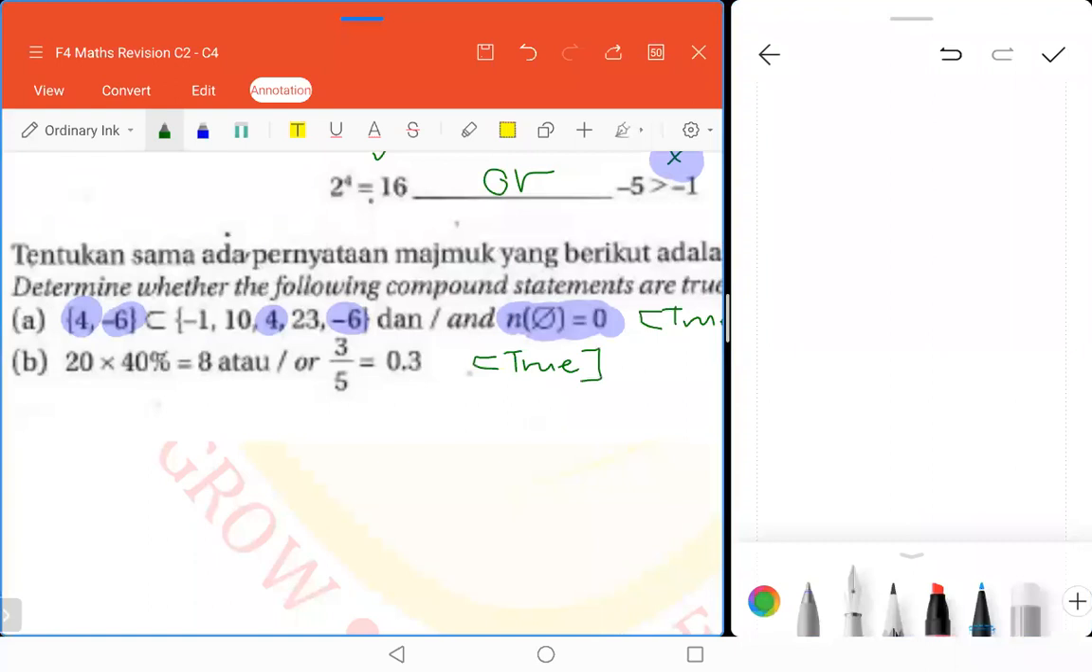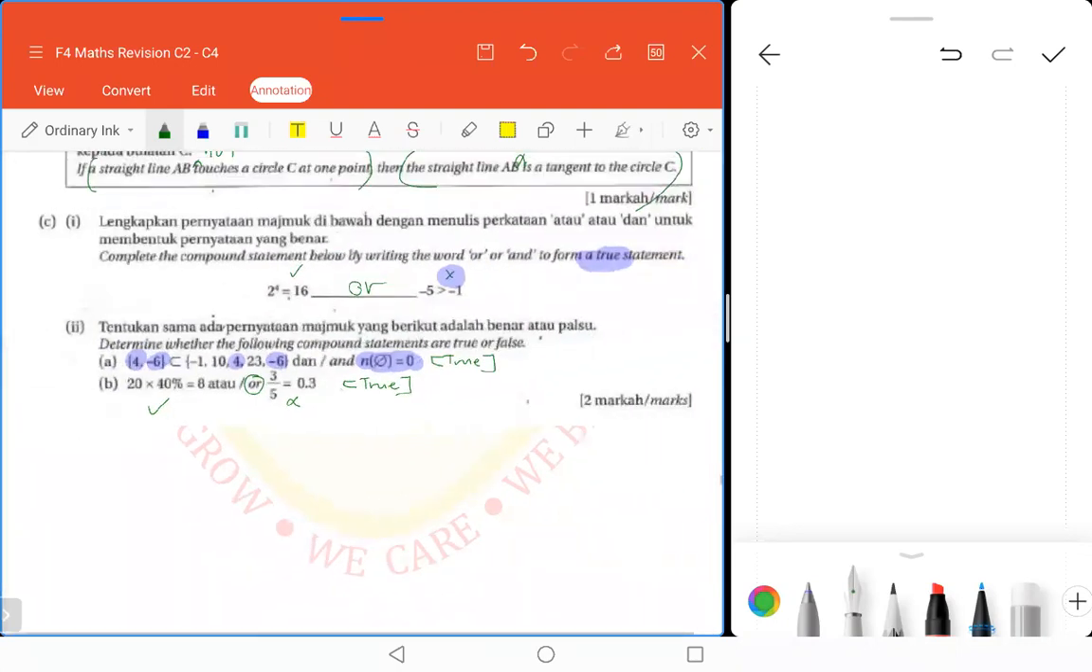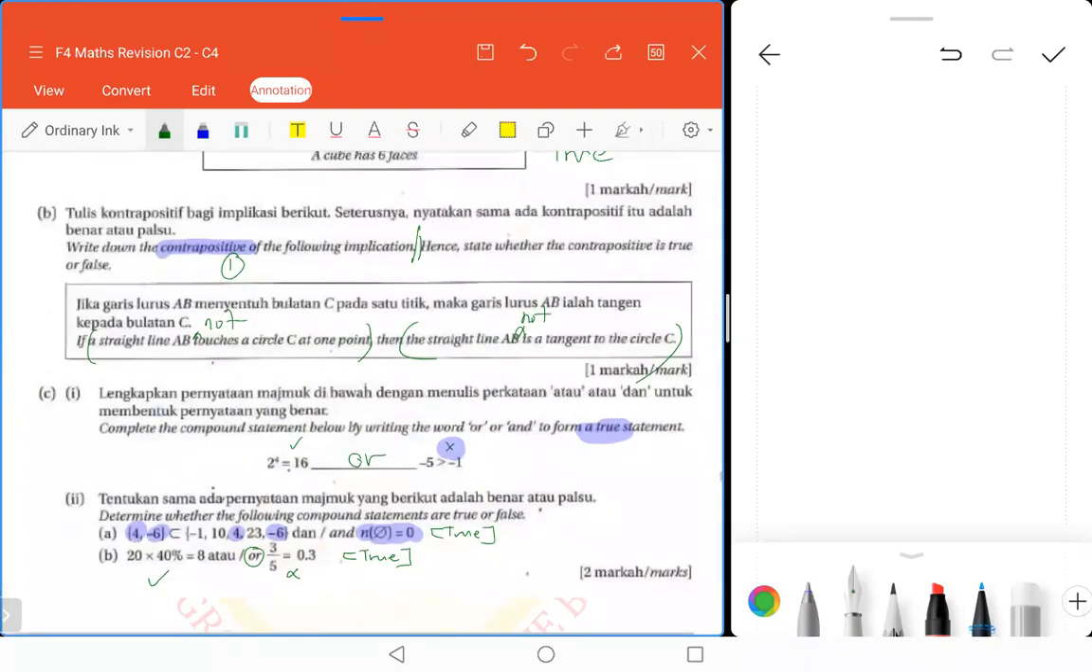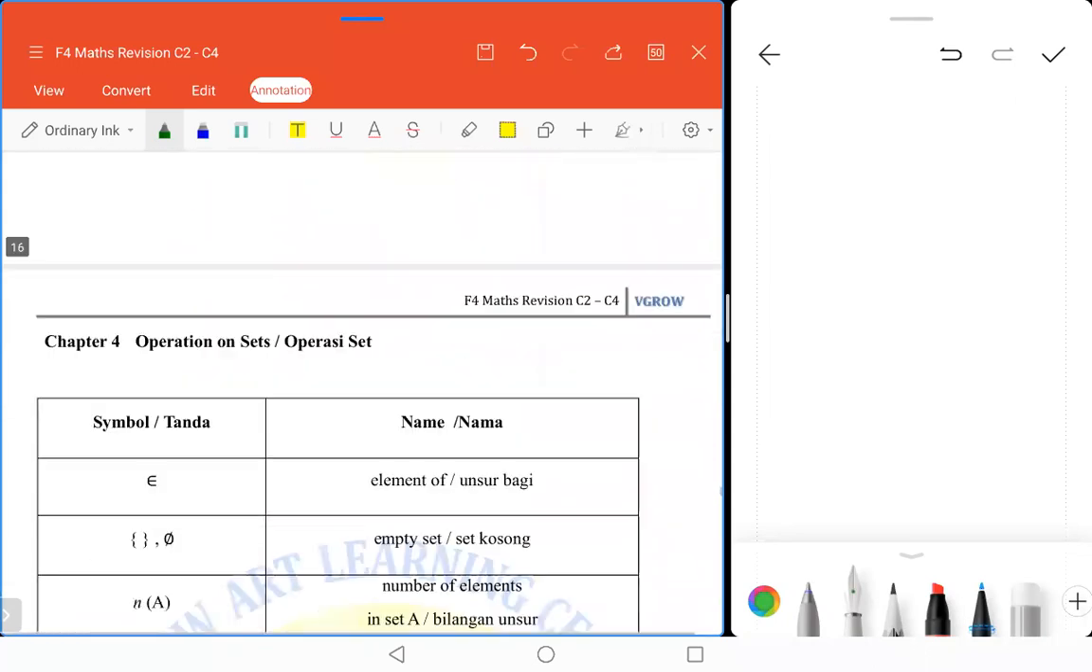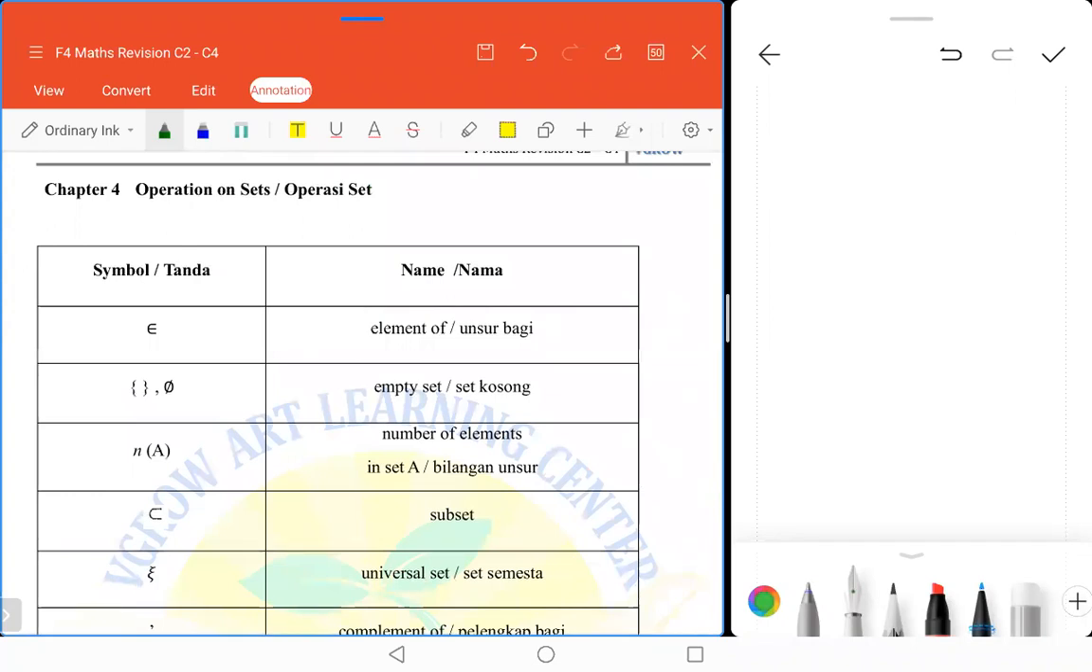So it is also a true statement because they use "or" here. This part is a false statement, but the front one is correct. But due to "or" used in the middle, this is a true statement. Okay, so this is the example of questions in chapter 3. Okay, we move on to chapter 4.